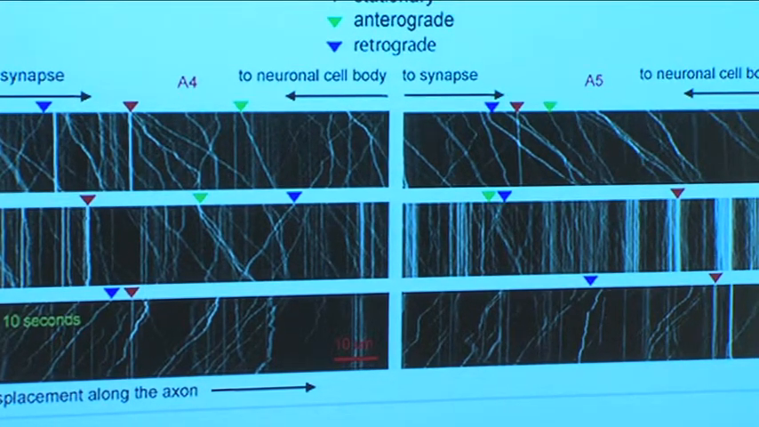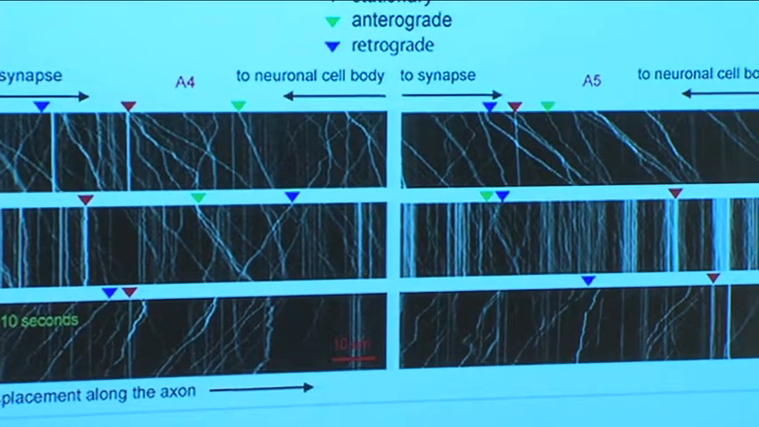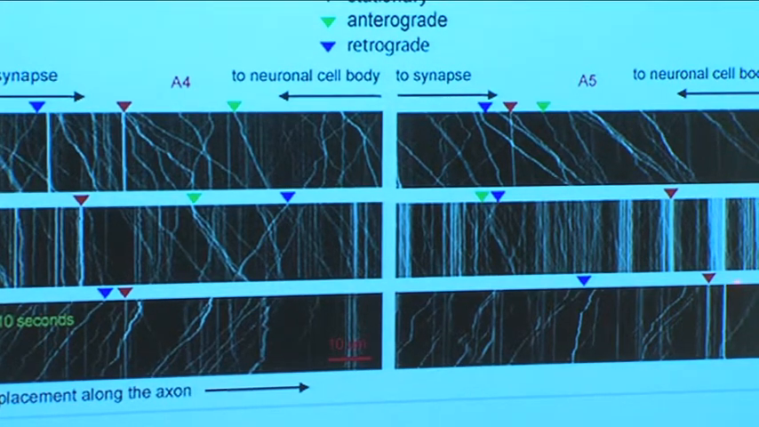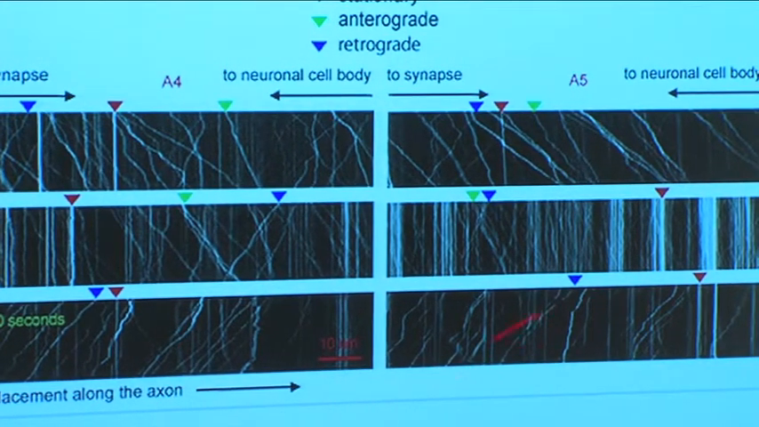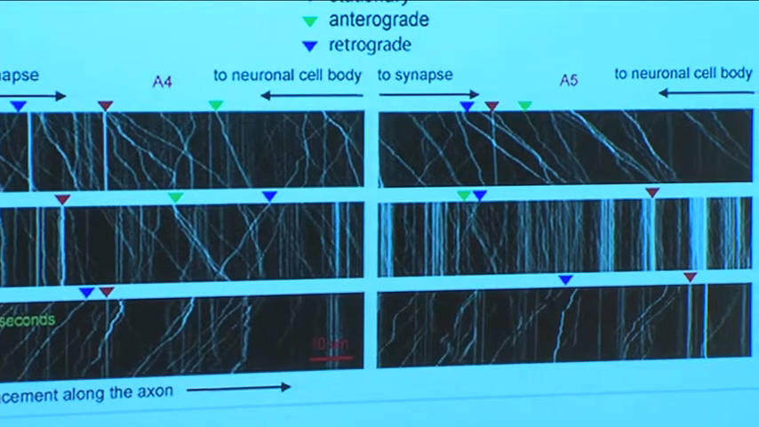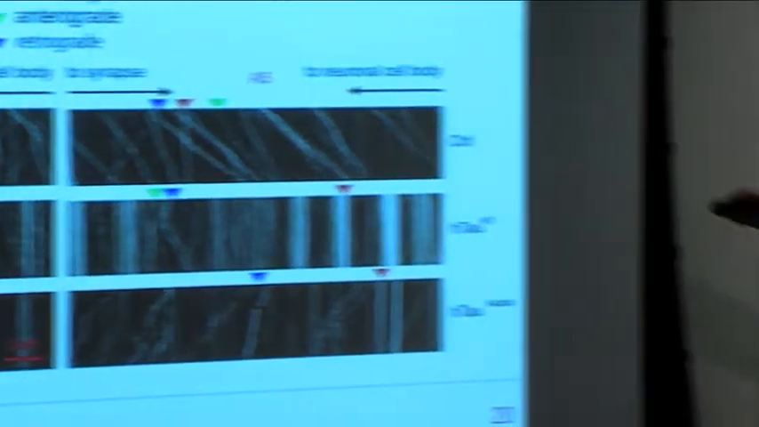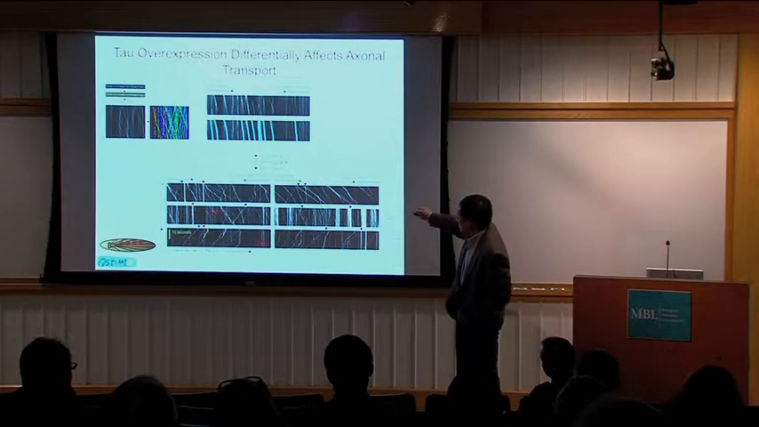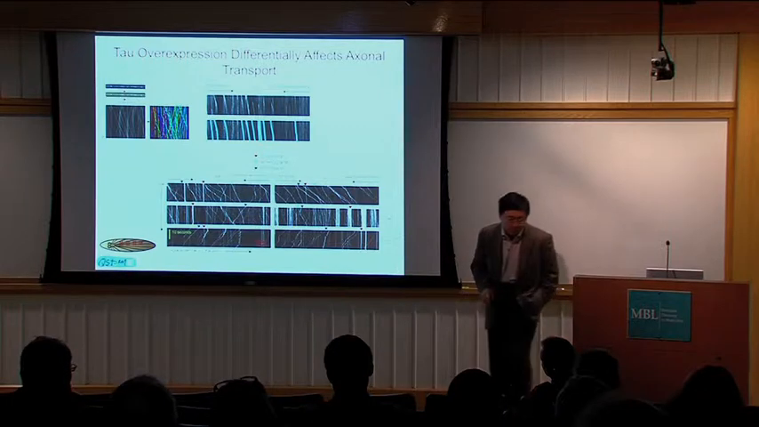In another genetic background, when we look at the point mutant tau, in addition to the increase in the stationary ones, there are very few going in this direction, and it seems that the transport is actually reversed, going backward to the neuronal cell body. We did this looking at different regions, such as region A4 and A5, and you can appreciate that there is some regional heterogeneity between different regions.